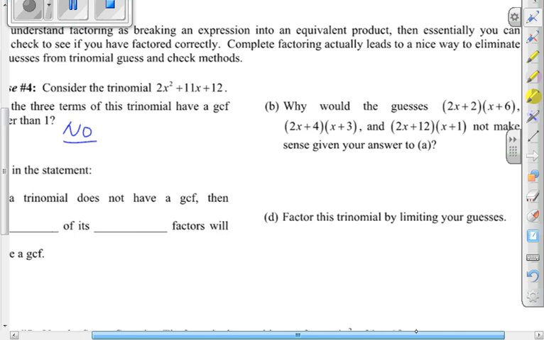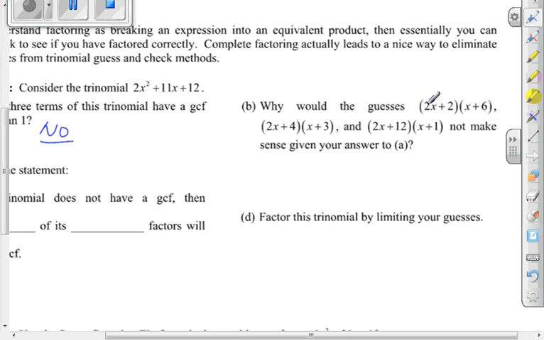Let's look at part B. Why would the guesses 2x plus 2 times x plus 6, 2x plus 4 times x plus 3, and 2x plus 12 times x plus 1 not make sense given our answer to A?